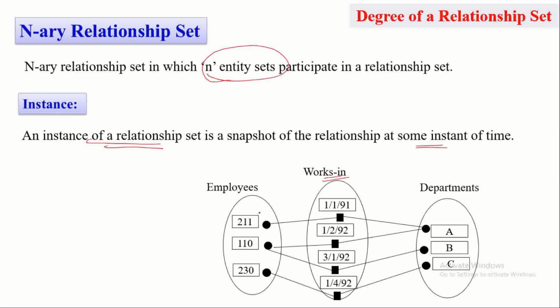Here, you can observe that the employee with SSN 211 has worked in a department since 1/1/1991. Similarly, the employee with SSN 110 has worked in a department since 1/2/1992, and so on. So from this you can understand that an instance of a relationship set is a snapshot of the relationship at some instant of time.